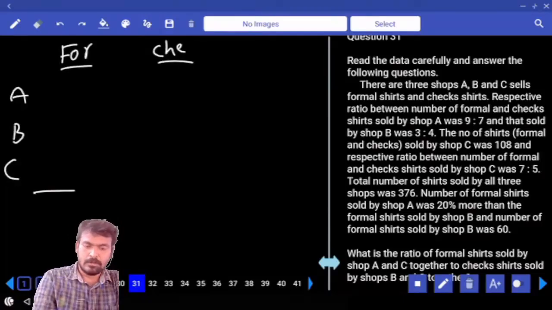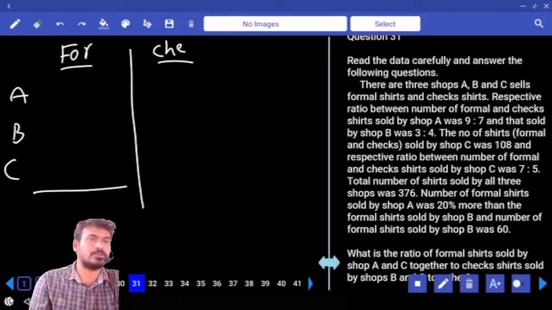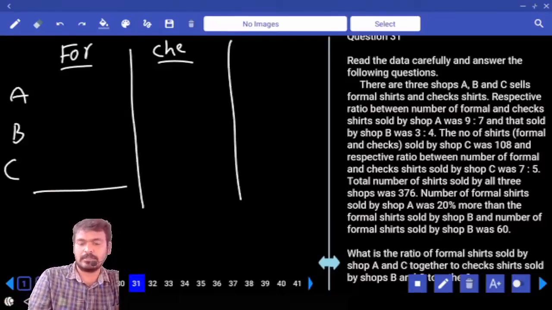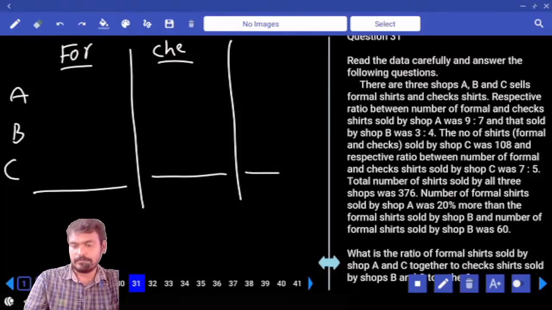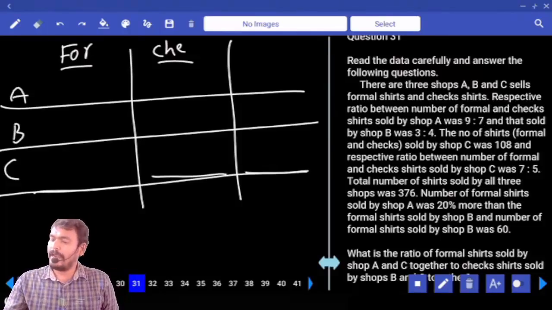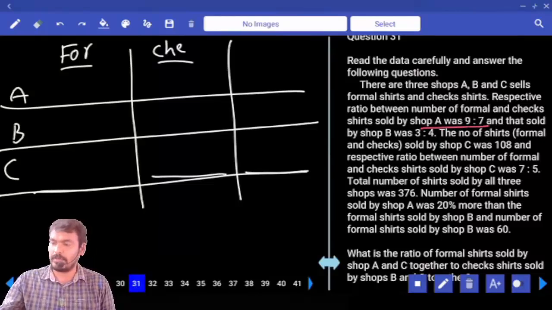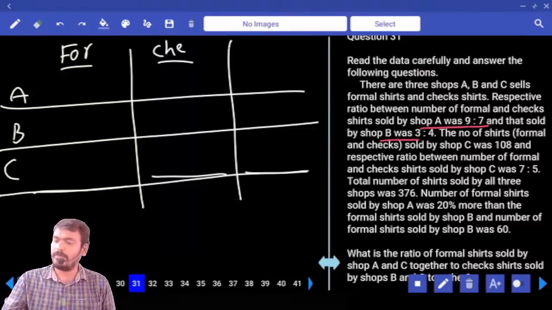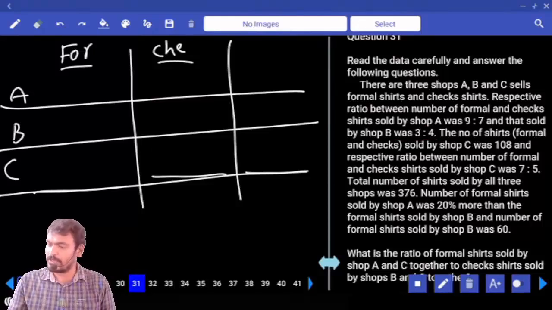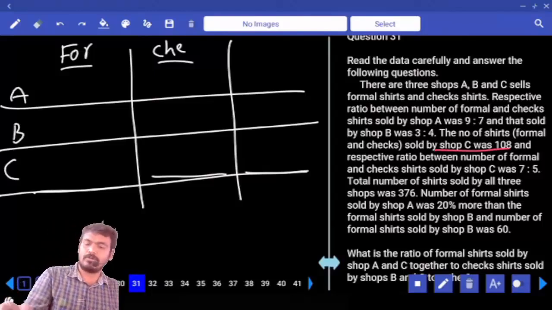Okay. Total formal shirts in 3 stores. Total checks in 3 stores. Formal and checks shirts sold by shop A was how much? 9:7. And sold by shop B was how much? 3:4. And the number of shirts sold by shop C was 108. Means shop C total shirts is how much?